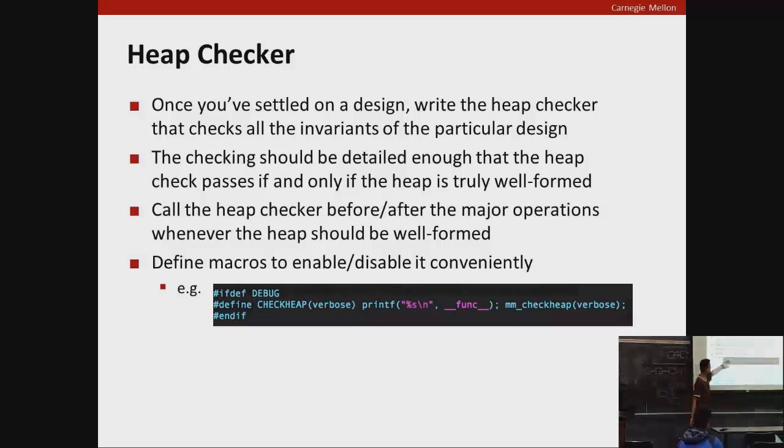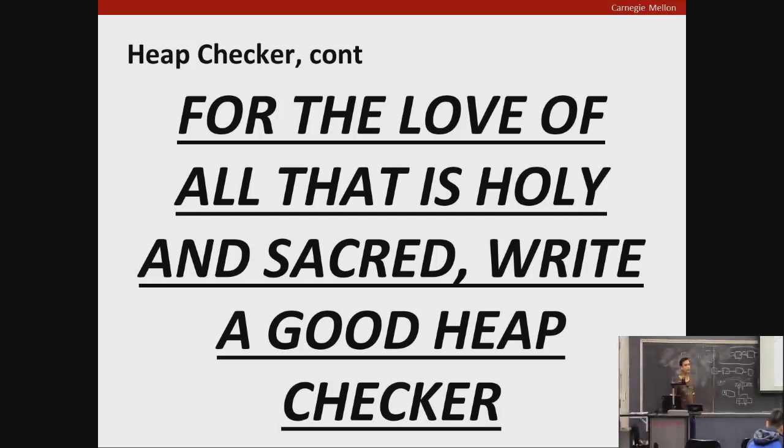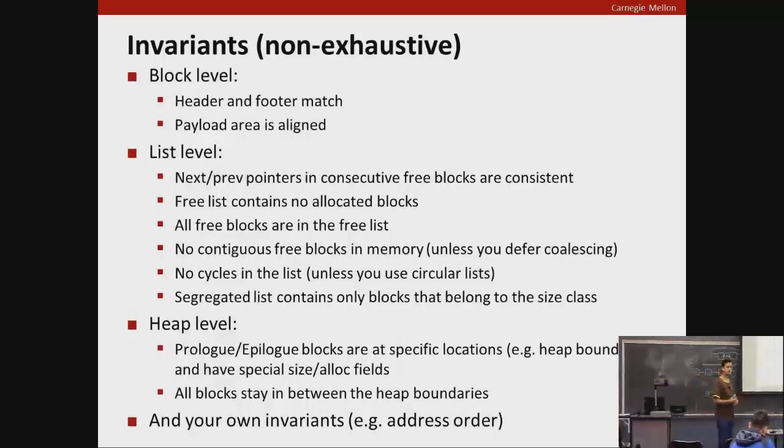All you'll have to do later on is just hash define debug, or comment this out, and then the check goes away, and you'll see the correct values in terms of utilization and performance. But this is very useful in debugging, especially if you write the check heap correctly. We've been telling this to everyone, so again I'd like to repeat: make sure you have the heap checker in place, because this is really going to help you. And what are the invariants, or the things that you can check?